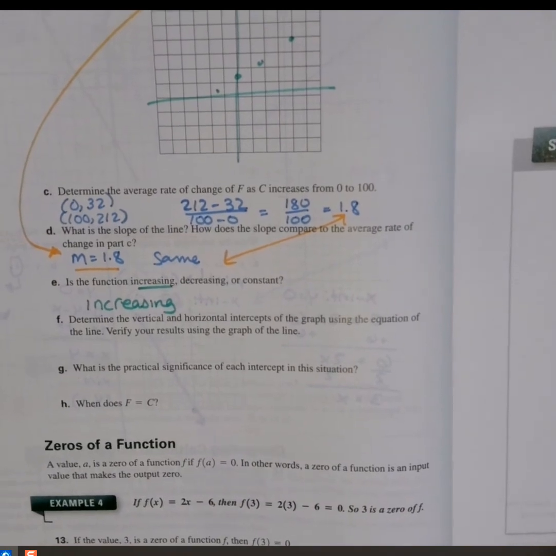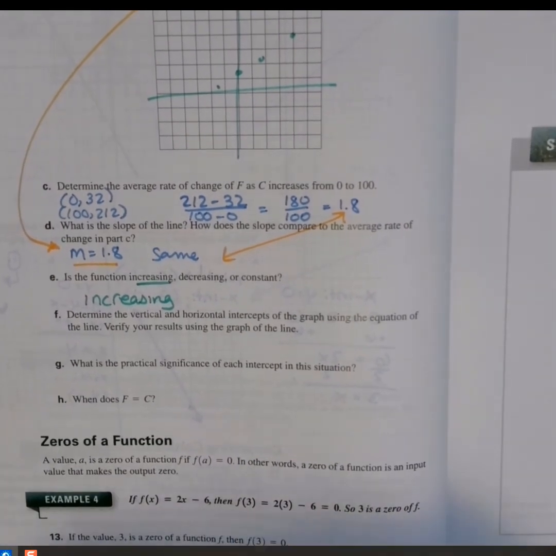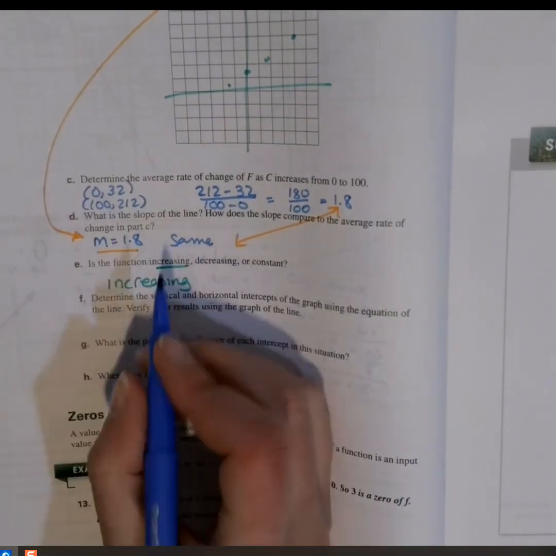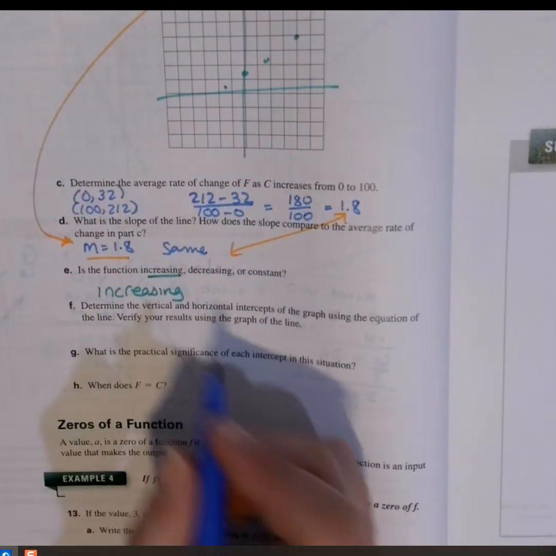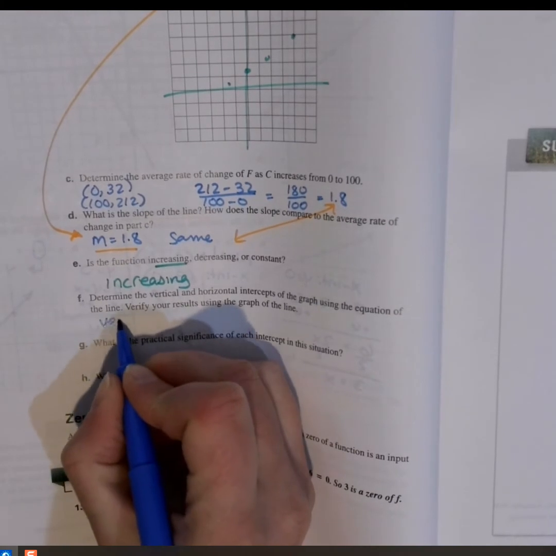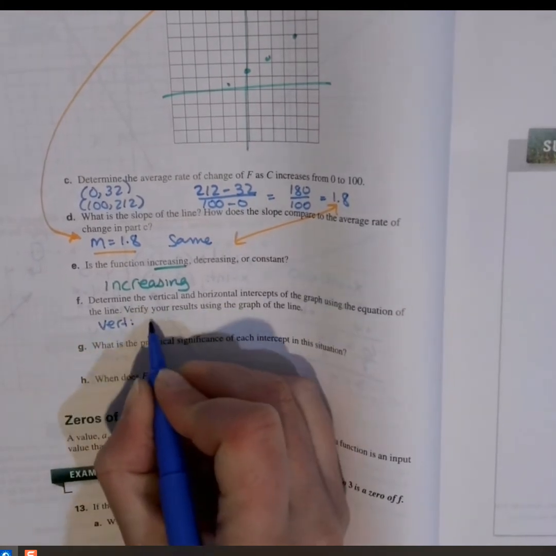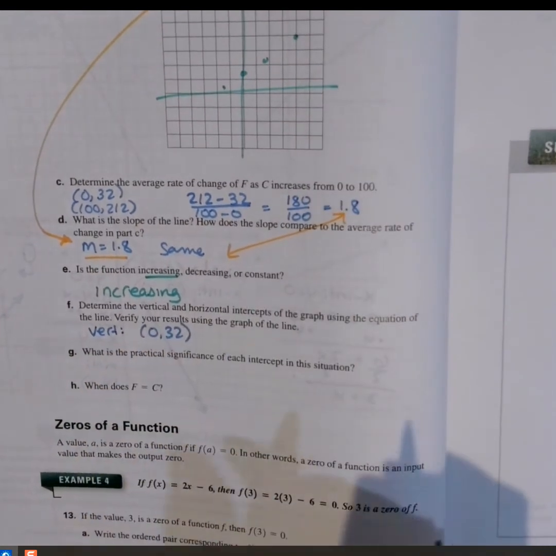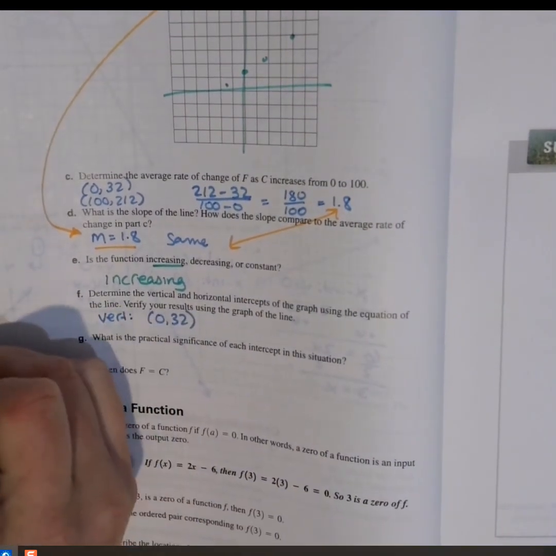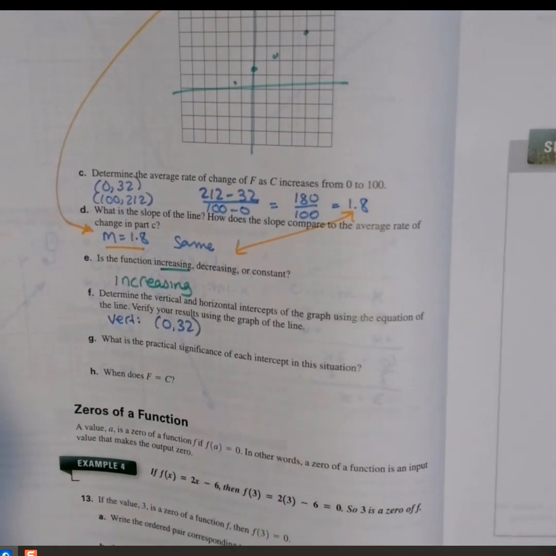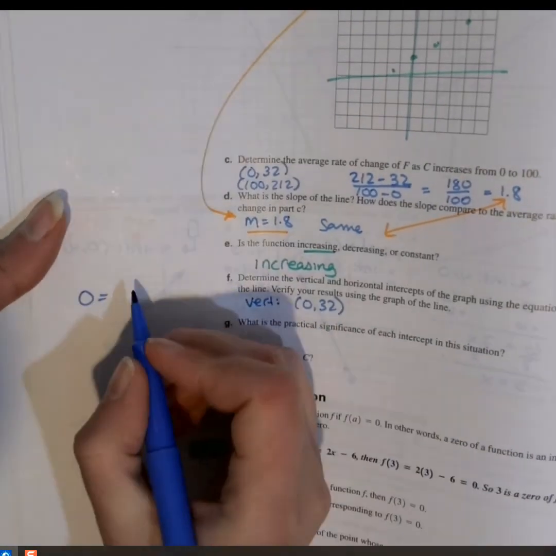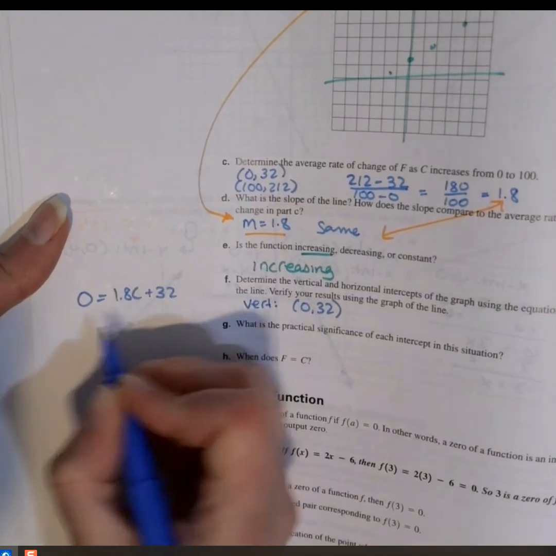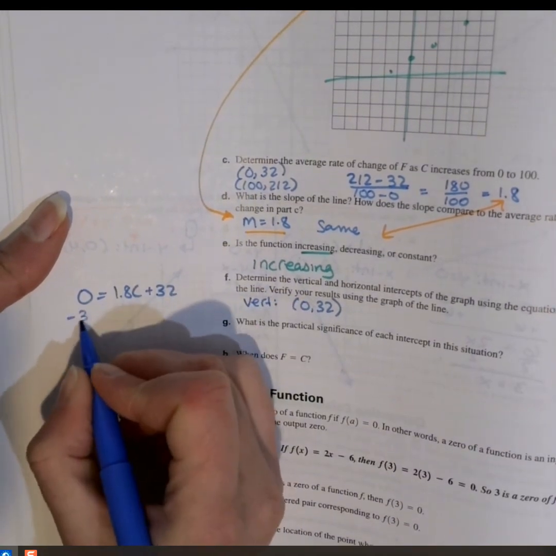Determine the vertical and horizontal intercepts. I already know one of them because I had an ordered pair 0, 32, and I can see 32 in my equation. So I have 0, 32. And then if I plug 0 in for the output variable, f in this case, equals 1.8c plus 32, I'll be able to solve the horizontal intercept.